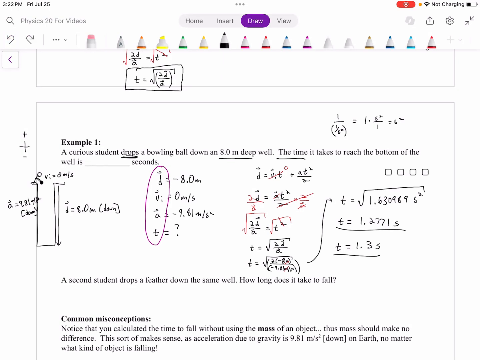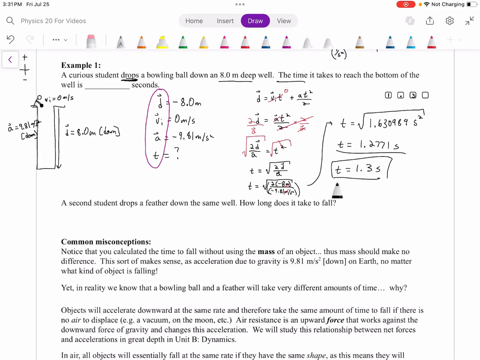Okay. And direction, well, it's time. It's a scalar. So I don't need a direction here. I couldn't give one even if I wanted to. Okay. So now to fill in our answer, 1.3. So in the first box, we put a 1, second box decimal, and then a 3. And there we go. We found the time.